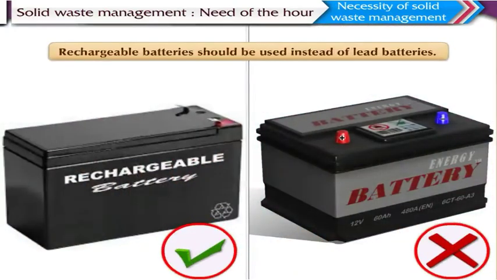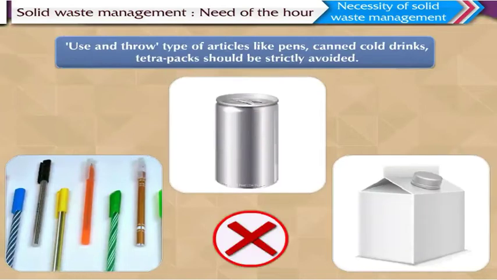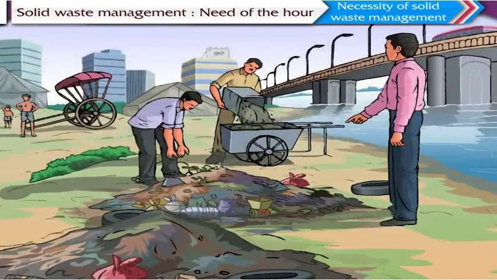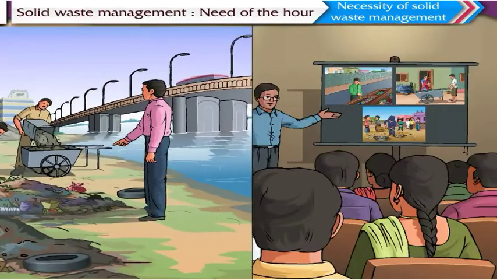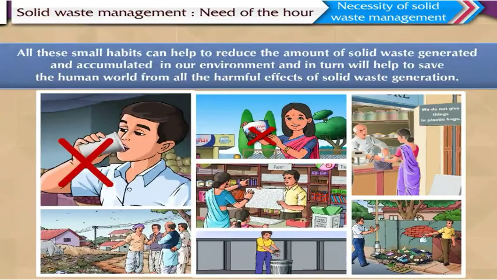Rechargeable batteries should be used instead of lead batteries. Use and throw type of articles like pens, canned cold drinks, Tetra Paks should be strictly avoided. On more broader terms, we can also implement various programs of solid waste management and educate and encourage our family and society in this regard. All these small habits can help to reduce the amount of solid waste generated and accumulated in our environment, and in turn will help to save the human world from all the harmful effects of solid waste generation.